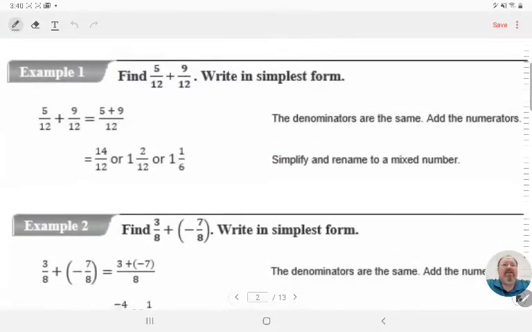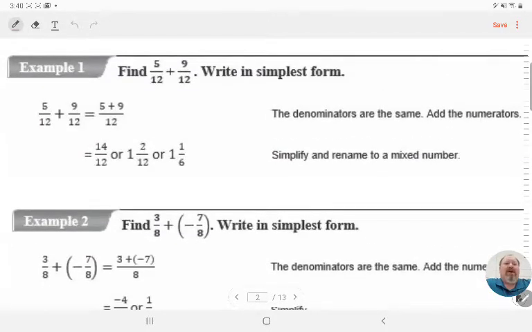All right, let's look at an example. We have 5/12 plus 9/12. We've got to write it in simplest form. We have the same denominator, so we simply need to add the 5 plus 9, which is going to give us 14, and put it over the denominator of 12, so we would have 14 over 12.